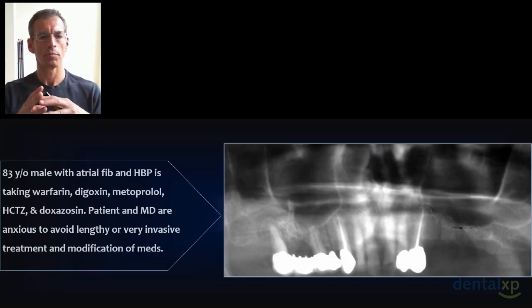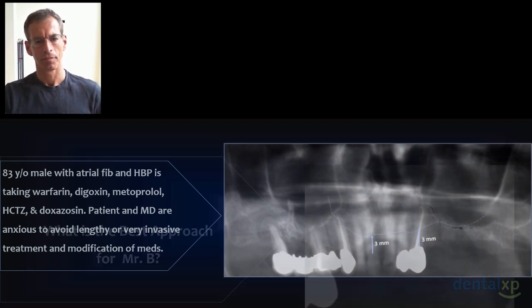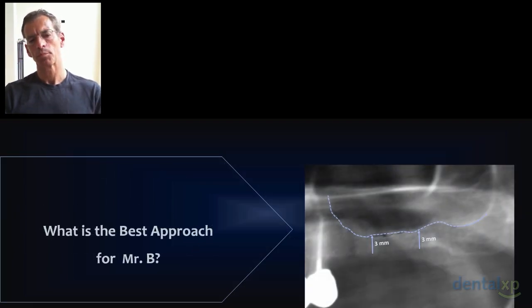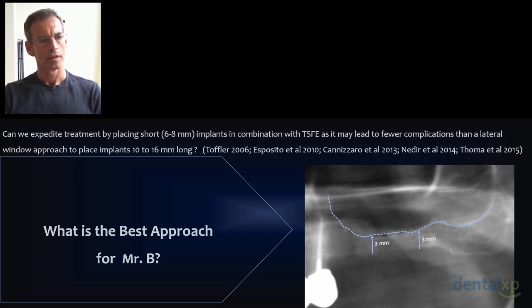Or this 83-year-old male. This patient as well as his physician are anxious to avoid lengthy or very invasive treatment and modification of meds. So what's the best approach for Mr. B with 3 millimeters of subantral bone? Can we expedite his treatment by placing short 6 to 8 millimeter implants in combination with transcrestal elevation, as it may lead to fewer complications than a lateral window approach to place implants 10 to 16 millimeters long? I certainly would like to.